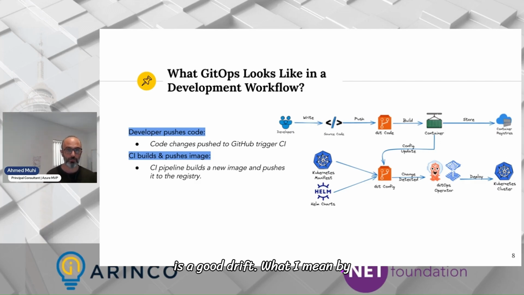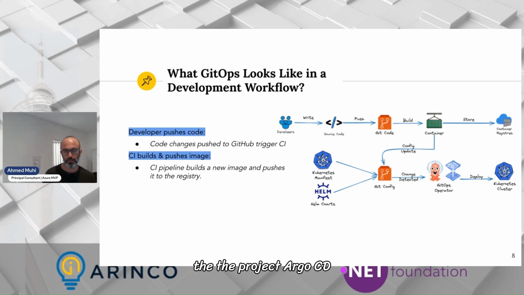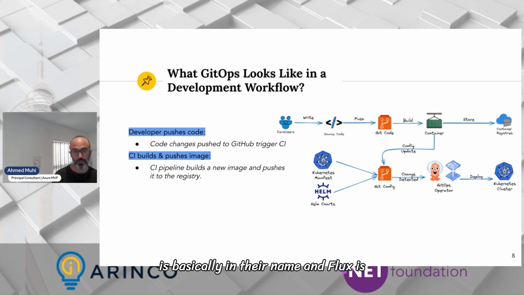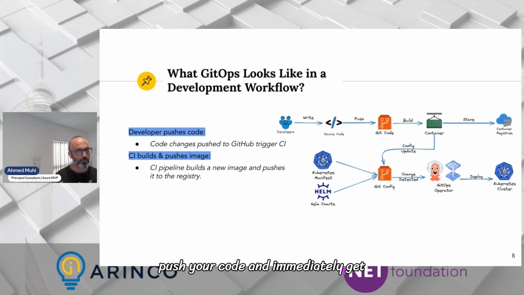That is a good drift. What I mean by that, because it's something new, you want it to actually apply, and that's why the project Argo CD called them Argo CD. CD is for continuous deployment. So that is basically in their name, and Flux is also doing the same. So they give a whole new name to the actual deployment, so that in this way you push your code and immediately get deployed.